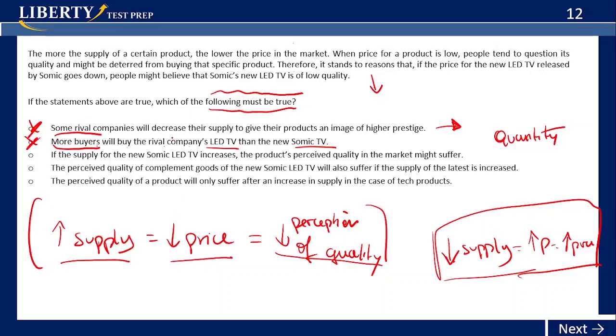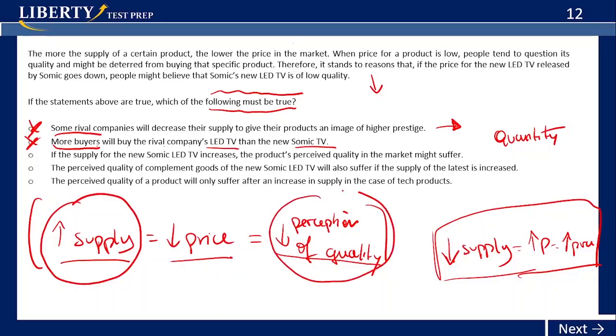Let us see, if the supply for the new Somic LED TV increases, the product's perceived quality in the market might suffer. Okay, it seems like they're combining two things, right? The supply goes up and the perception goes down. So that's a possibility. Yes, it's definitely a possibility. The product's perceived quality might suffer, it might go down. So they are combining these two things.